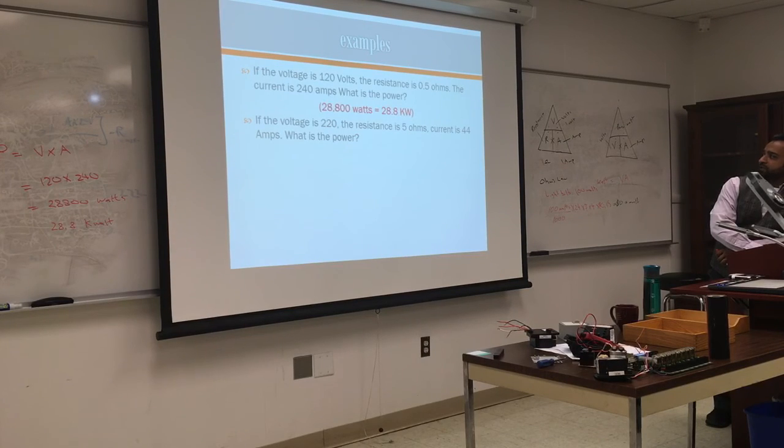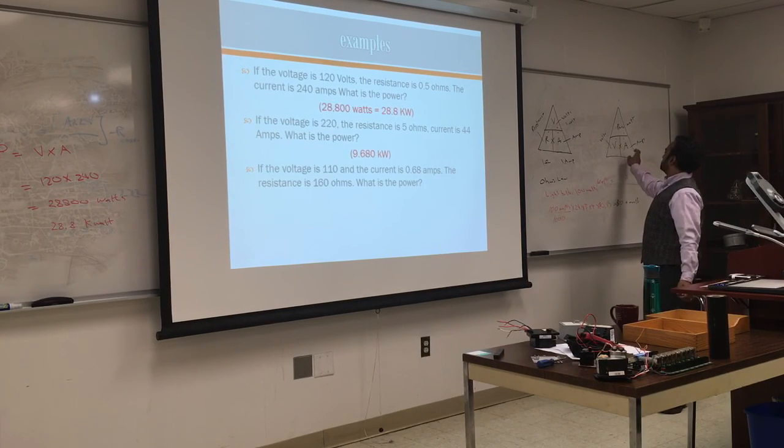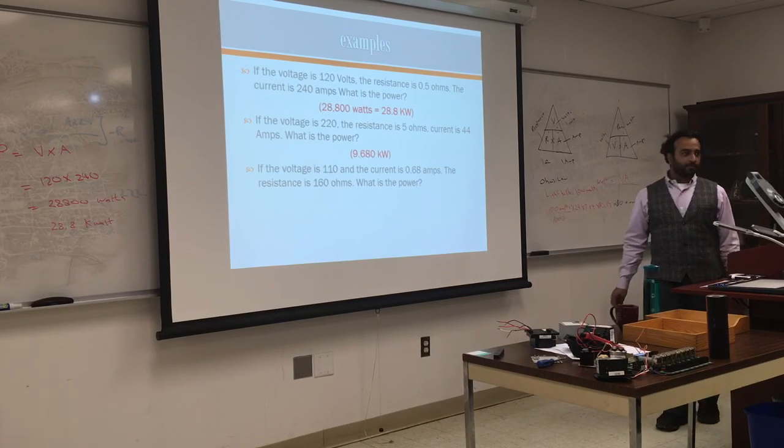If the voltage is 220 and the resistance is 5, the current is 44. What is the power? 220 times 44. 968. Again, in these examples, because you need the power, you don't need the resistance, you need the voltage and the amperage. Sometimes, what if I give you the voltage and the resistance? Can you find the power?